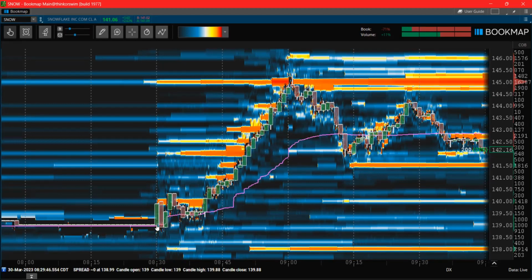So here, prime example of it: it starts the morning here at 139. You're looking for a pop through 140. Bam, you get it right there around 140.50. They pull back. Again, you're not buying here.